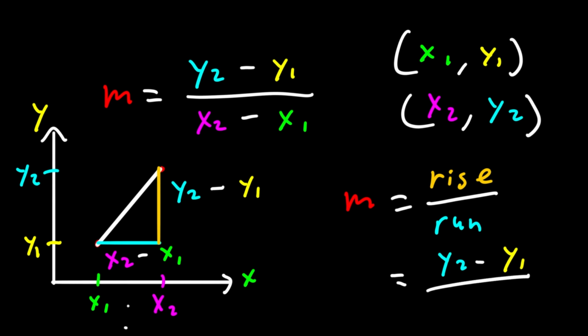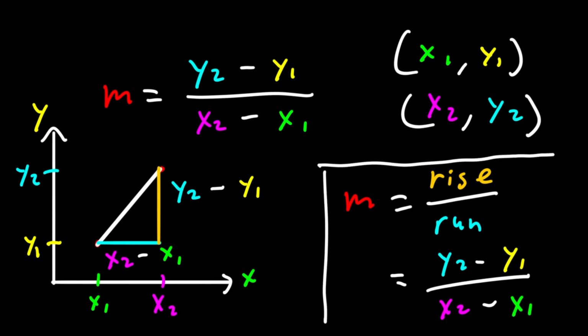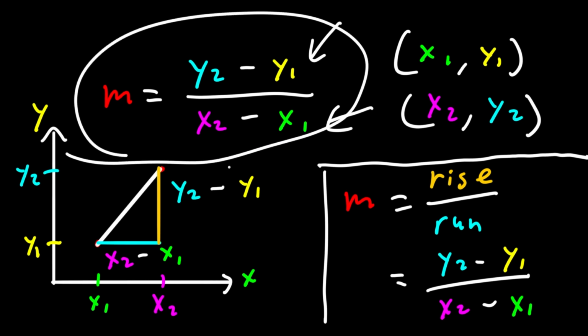And the run is x2 minus x1. So this is how the slope formula is derived. y2 minus y1 is the rise formula, and x2 minus x1 is the run formula, because it's finding the distance. So this is why the slope formula works for any 2 points.